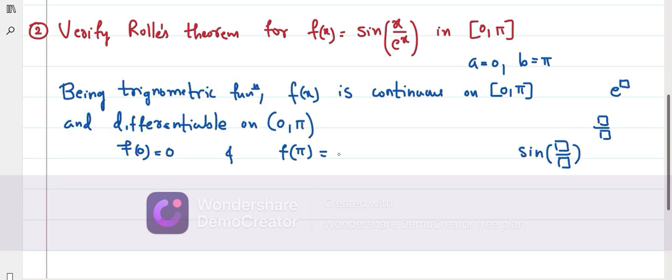What is your f(π)? It is 0.1353, is it not? So can you say that f(a) = f(b) here? So what happens here? f(0) is not equal to f(π), is it not? Therefore, what is your conclusion? Rolle's theorem is not applicable for this.